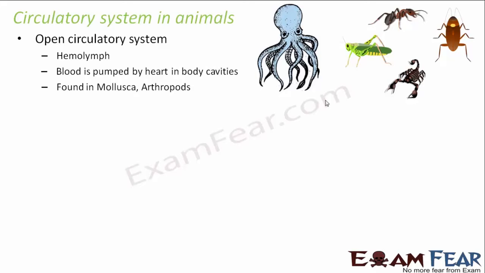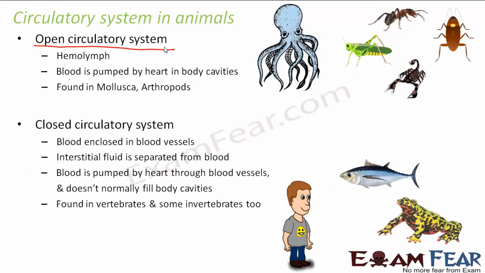Now basically there are two types of circulatory system. One is open circulatory system and the other one is closed circulatory system. So what is the difference between the two? What is open and closed circulatory system? Open circulatory system is the one where we have something called hemolymph. What is hemolymph? It is a fluid which is a mixture of blood, that is hemo, and the interstitial fluid, that is the fluid which flows in the body cavities. So there is just one fluid which is a mixture of blood and the normal tissue fluid.